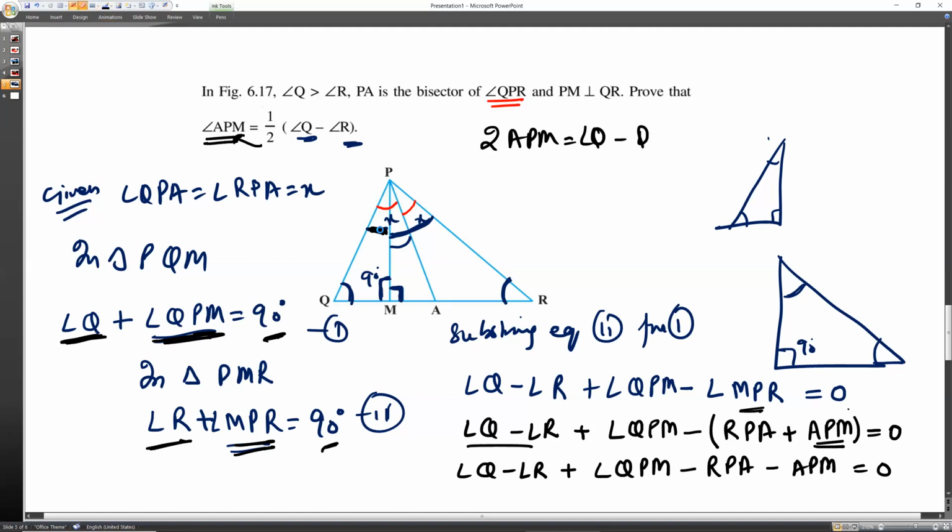Now it is being given to you that, just come to the point. This is the angle bisector. This is X and this is also X. This is the angle bisector. QPM plus APM. When QPM minus APM is here, so APM minus QPM. We have just subtracted this one. So this is QPM.